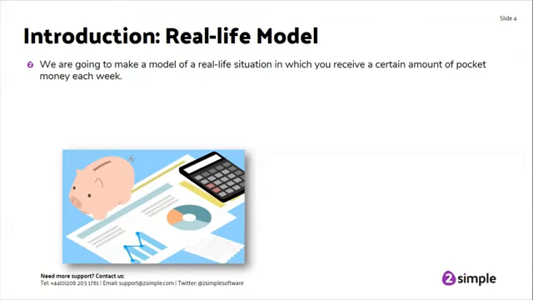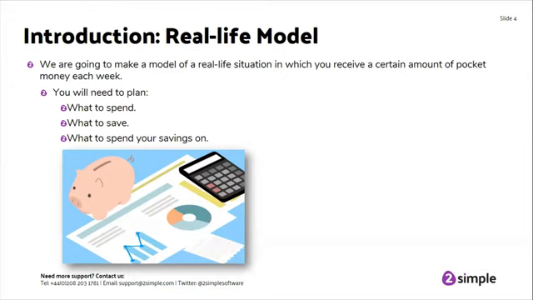So we are going to need to think about planning for these things. We're going to need to think about what things we'd like to spend, what to save, so how much money is going to be needed to save for those things, and then what you're actually going to spend your savings on. So deciding on the items you're going to buy.